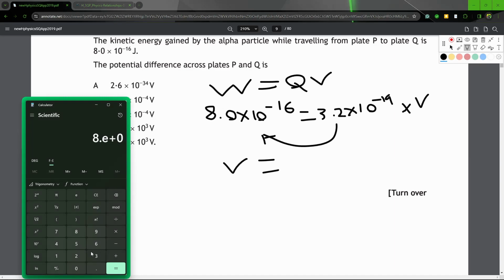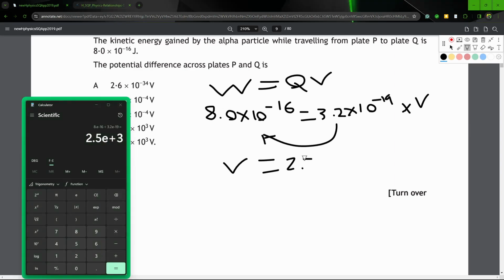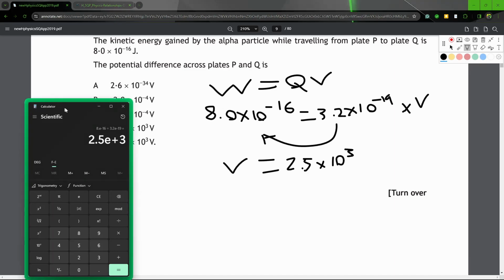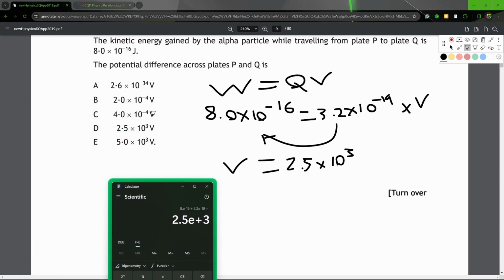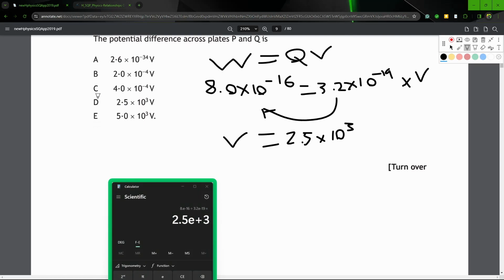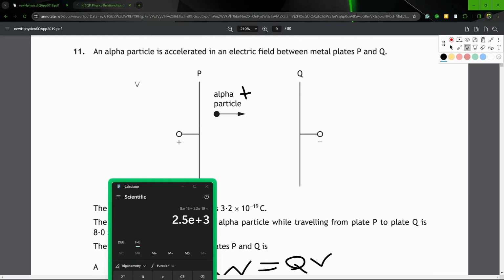So V will equal 8 times 10 to the negative 16 divided by 3.2 times 10 to the negative 19. Boom. And we get 2.5 times 10 to the 3. And if we compare that, that looks like what we want. So the answer for that is D.